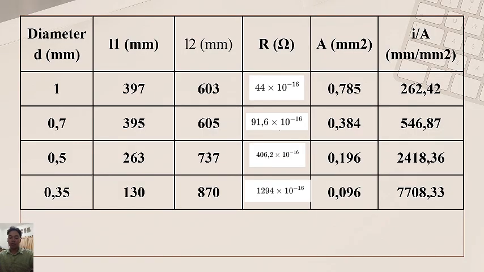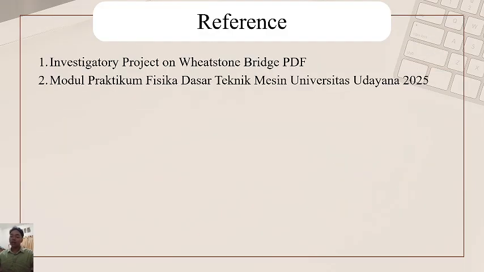And this is the table for resistivity. This is diameter D in millimeter, L1 in millimeter, L2 in millimeter, R in ohm, A in millimeter squared, and L per A in millimeter per millimeter squared. The diameters are 1.0, 0.5, and 0.35.